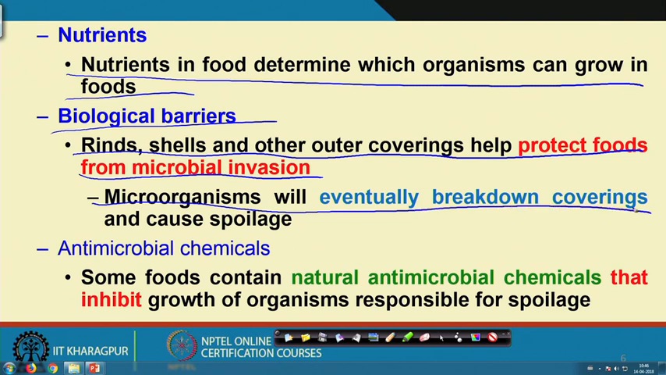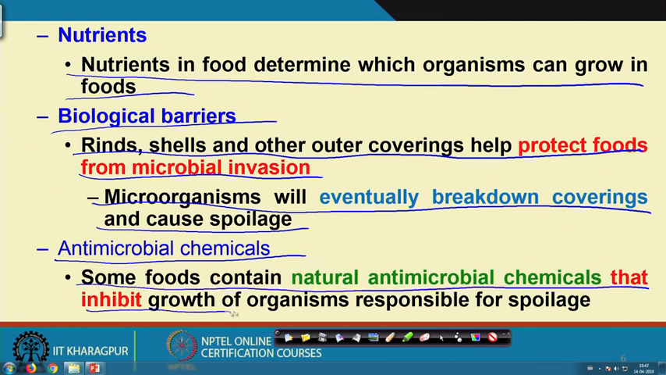These protect food material from the invasion of organisms, this is given by nature, unless there is some abuse. So, it is not getting spoiled by organisms so easily. Microorganisms will eventually break down coverings and cause spoilage. Of course, it is for some time, but not for all the time, because some kind of bruise is always there and organisms do invade and ultimately spoil, including that rind also, but it takes a long time. Some foods also contain natural antimicrobial chemicals that inhibit growth of organisms responsible for the spoilage, right.